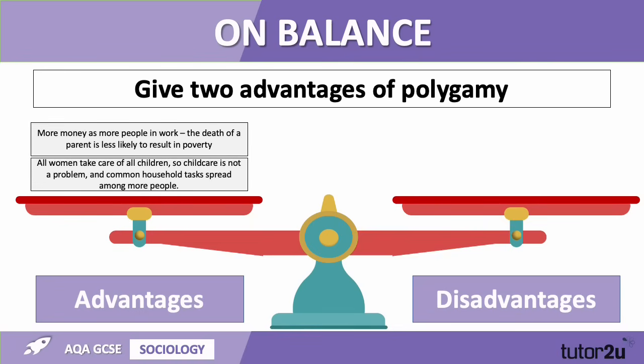So how did you do? So firstly, these families often have more money because there are more adults working, so more money for food, rent, household bills, as well as luxuries. But it also means the death of a parent is far less likely to plunge a family into poverty, which often happens. Additionally, all women take care of all of the children, not just their biological children, so childcare is less of an issue. And household chores are spread out among more people, so there's less pressure on individuals and women have time for other things rather than just housework.